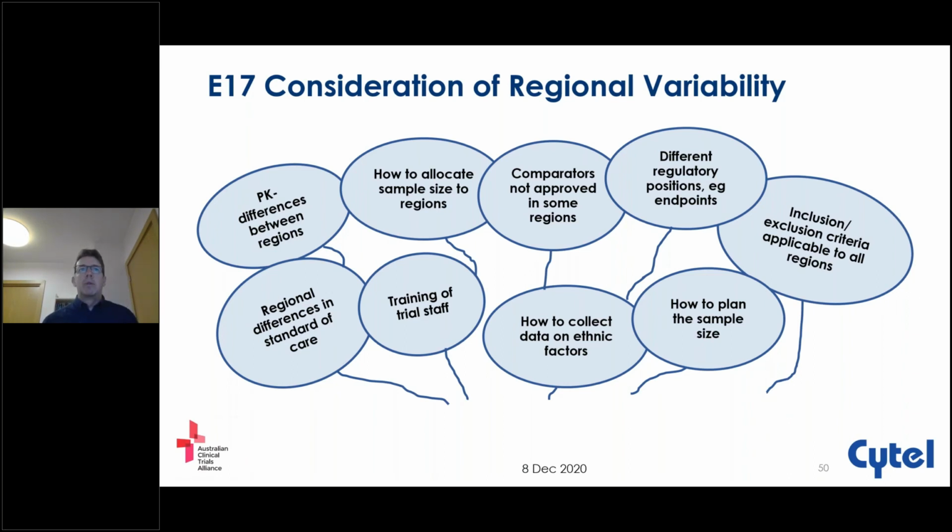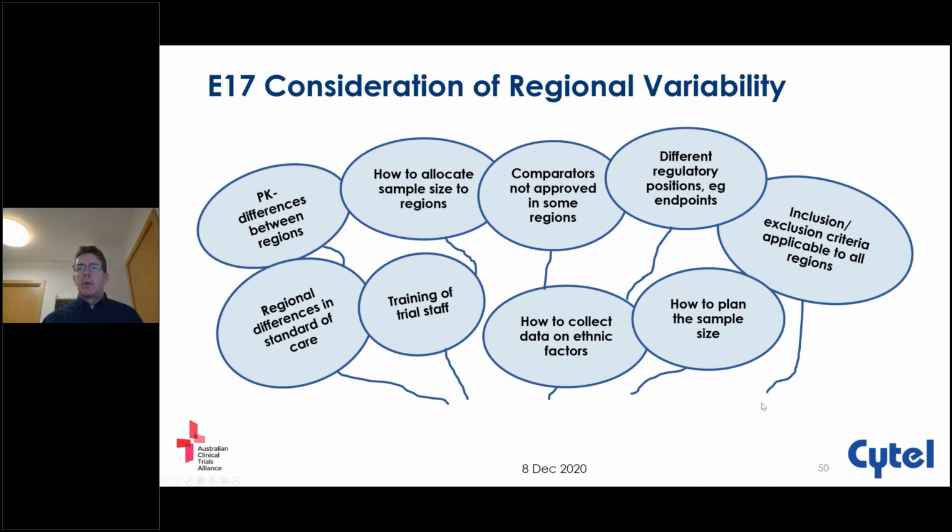But then there are some more intricate questions, like how to allocate the sample size to different regions, and how to plan that sample size, and how should you do that. So lots of things to consider in terms of regional variability, and this list isn't an exhaustive list. If you want that, get into the document. It's really very good at looking at all the things that you need to consider about regional variability in the application of the drug to patients.